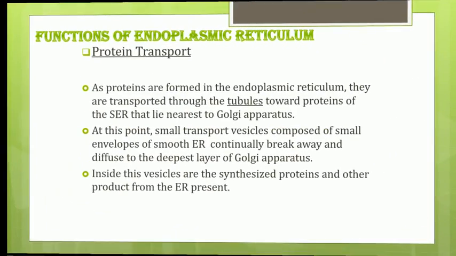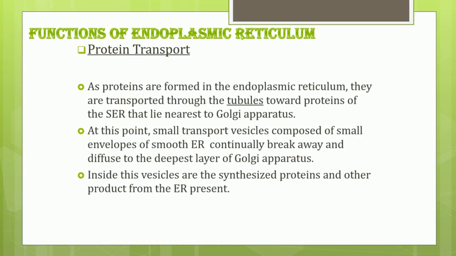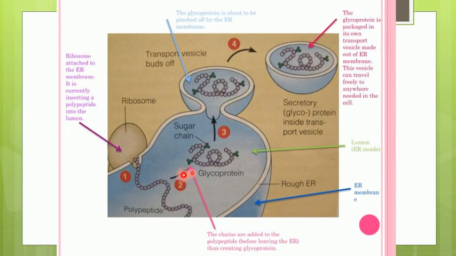Yes, so the very important function of the ER is protein transport. So with this picture, we will understand this. So inside the lumen of the endoplasmic reticulum, that is the internal part of the endoplasmic reticulum, you have the ribosomes which are attached to the outer surface of the ER, and these ribosomes are involved in the synthesis of proteins. Proteins are first formed in the structure that is called polypeptide. What is polypeptide? Polypeptide means long chain of the amino acids.